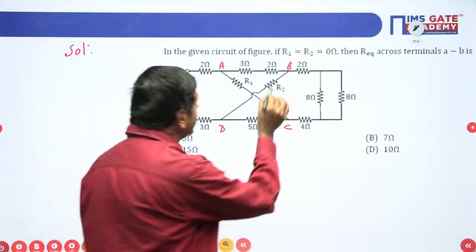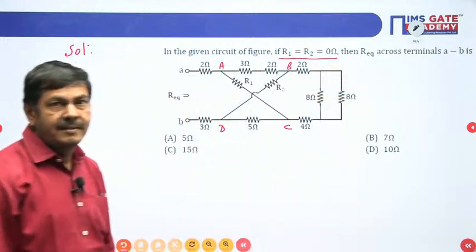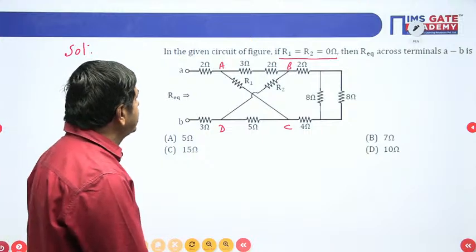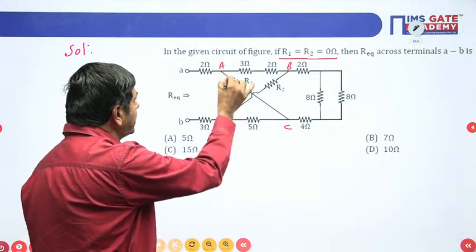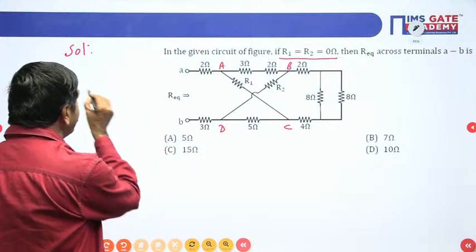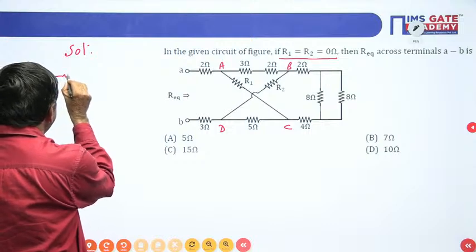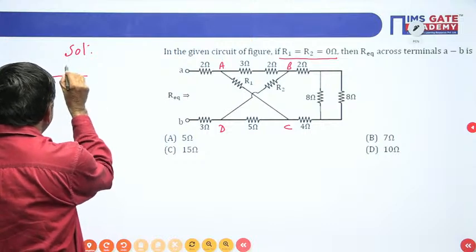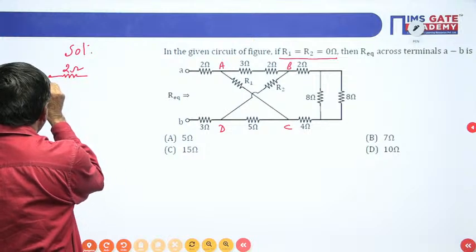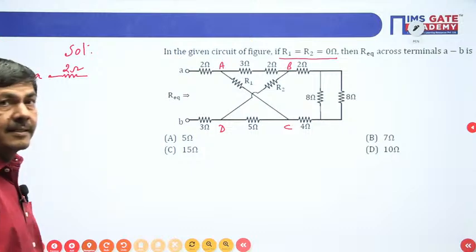And the problem strictly gives R1 equal to R2 equal to 0 ohm. When the resistances are 0, directly you can short like this now. I can redraw this diagram like this. Here I got a 2 ohm resistor. This is the 2 ohm resistor. This is the small a. This is given as small a.